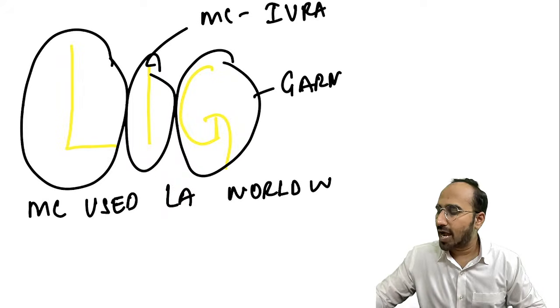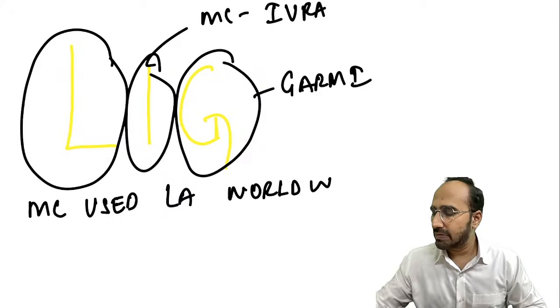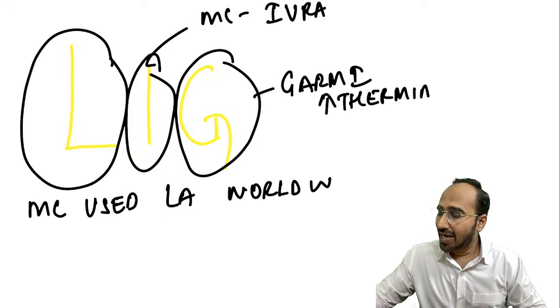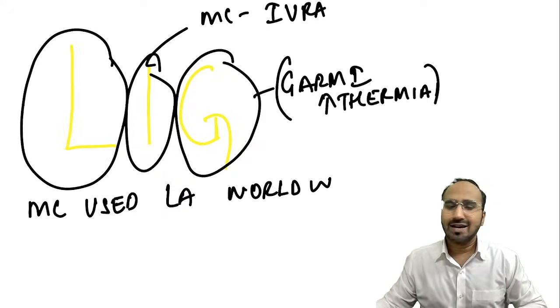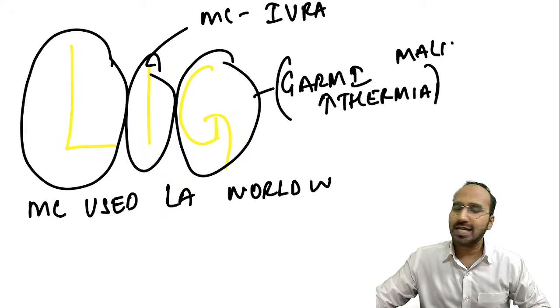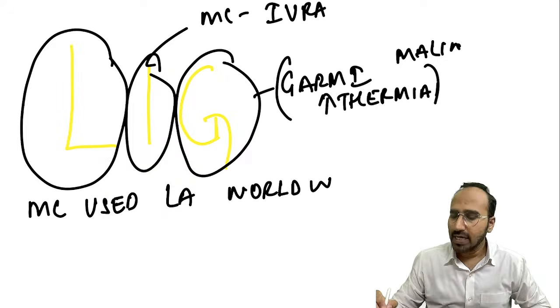गर्मी यानी कि hyperthermia. So lignocaine can cause malignant hyperthermia. ठीक है. Rarely, but it can cause malignant hyperthermia. So LIG से 3 MCQs याद रखेंगे lignocaine के.